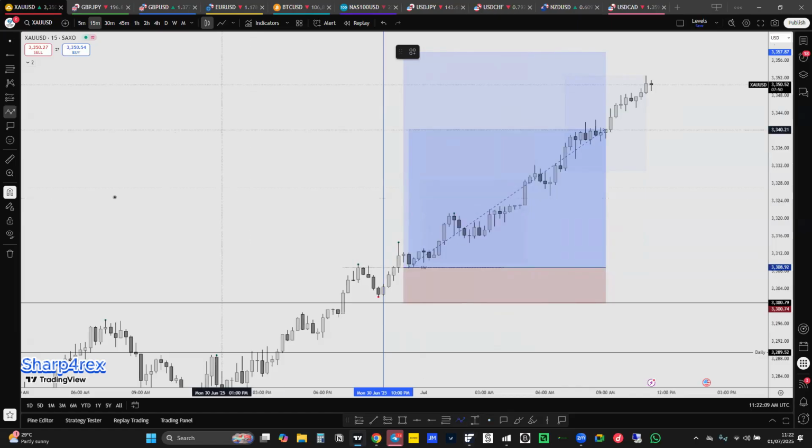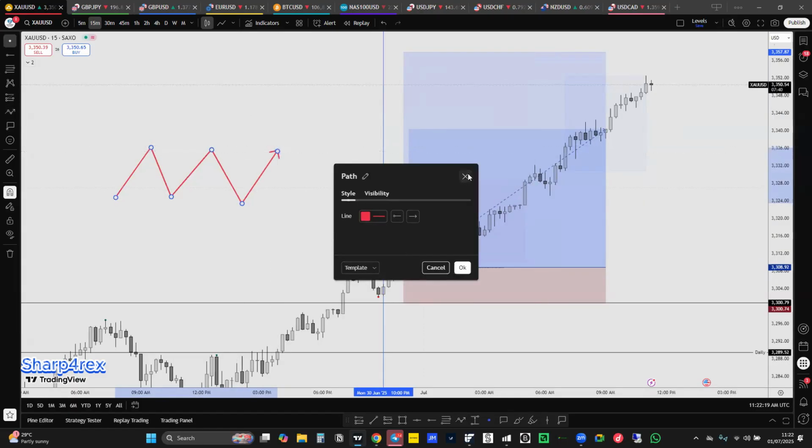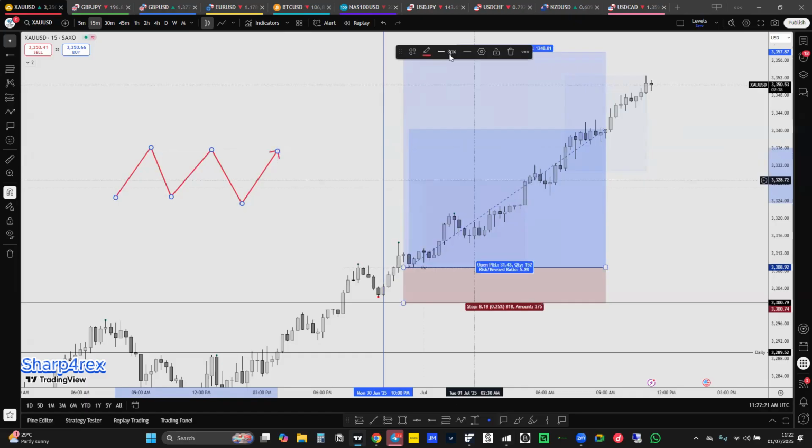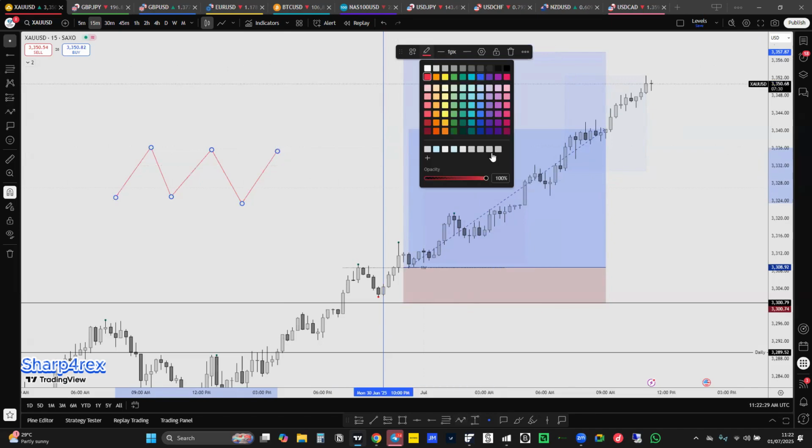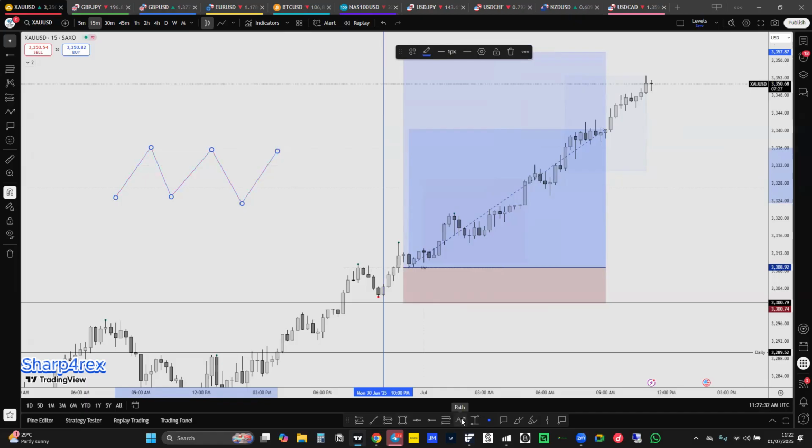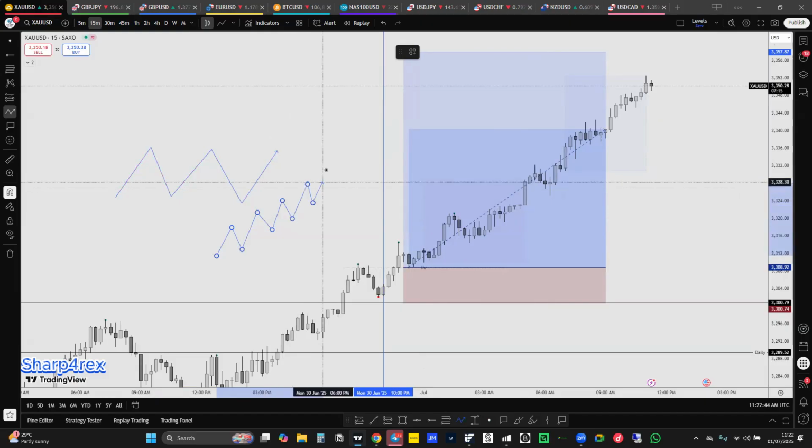Most of the time, these trades go this way. They would rather go like this and do the breakout. Then they just tap in, and then you see them go in. This is what they do.